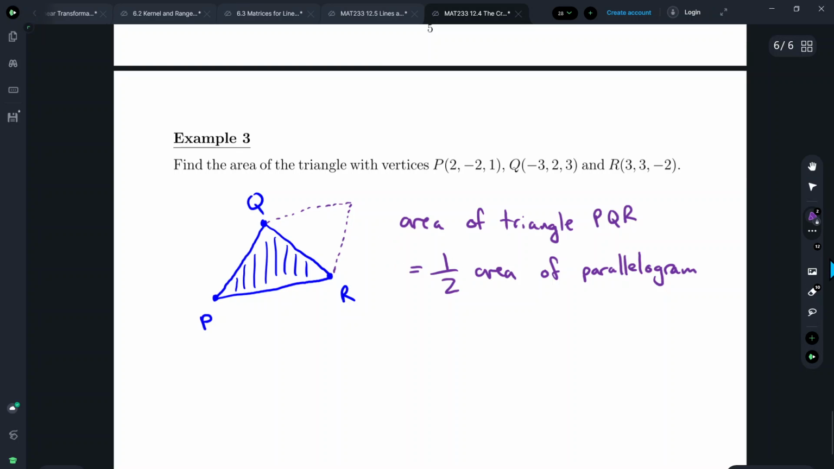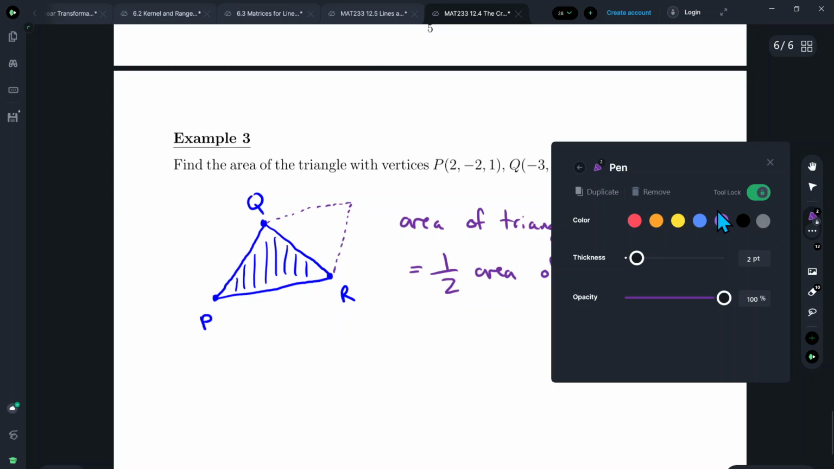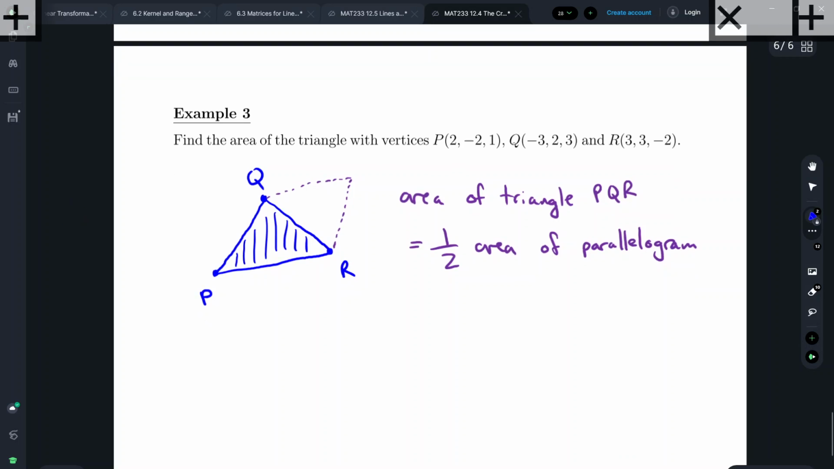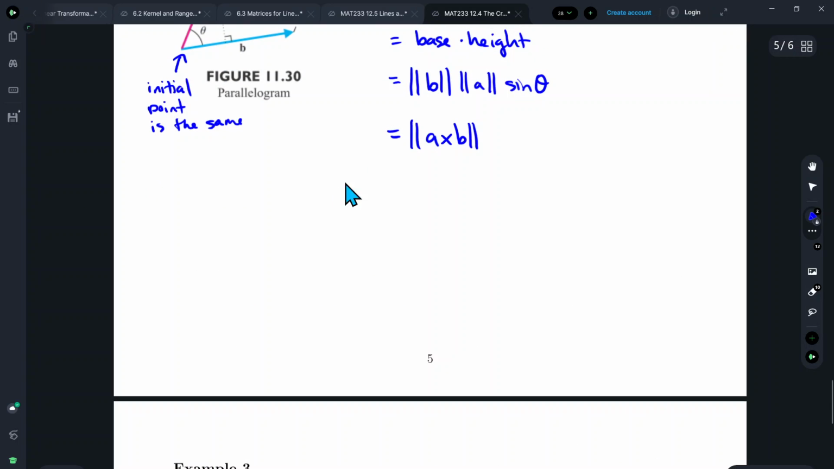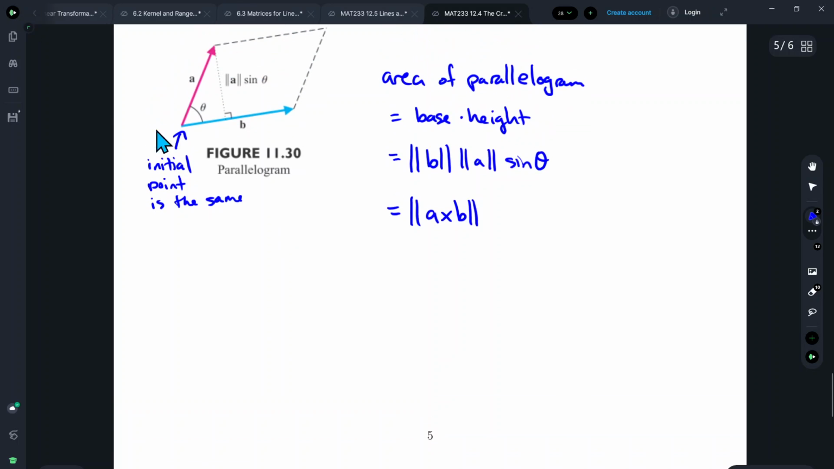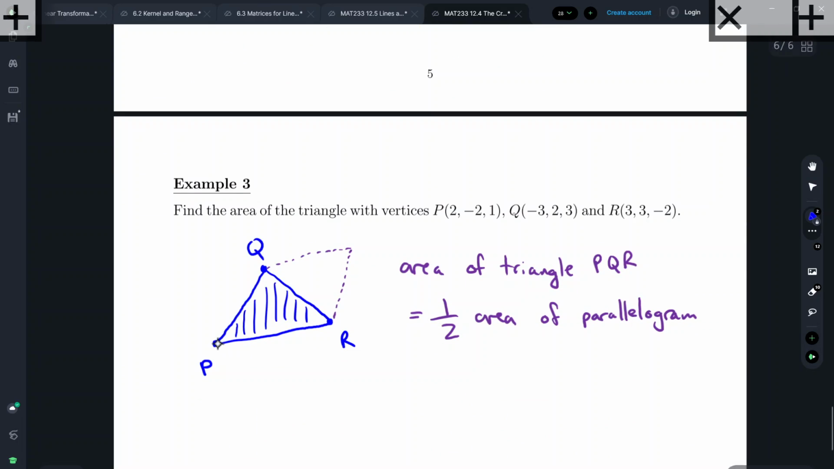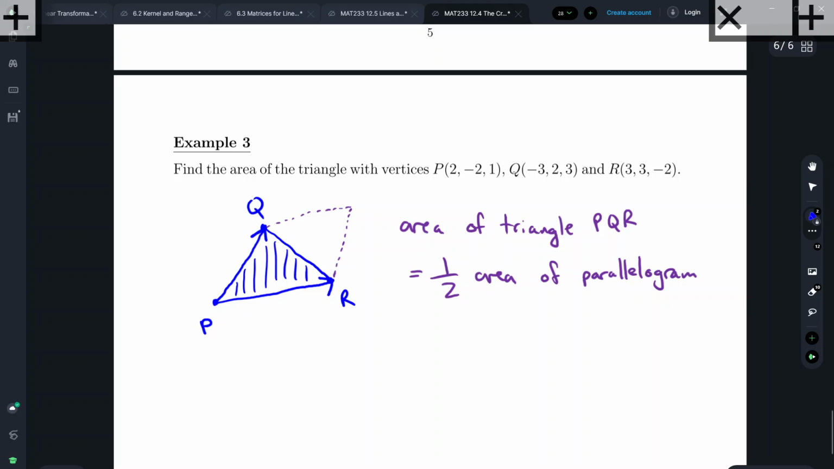So that's how we're going to do the calculation. Now, to do the calculation, all I need to do is a cross product. So how do I set up the vectors? I need to set them up so that the initial point is the same. Let's say P is the corner, and take the vector from P pointing to Q and also from P pointing to R, like this, right?